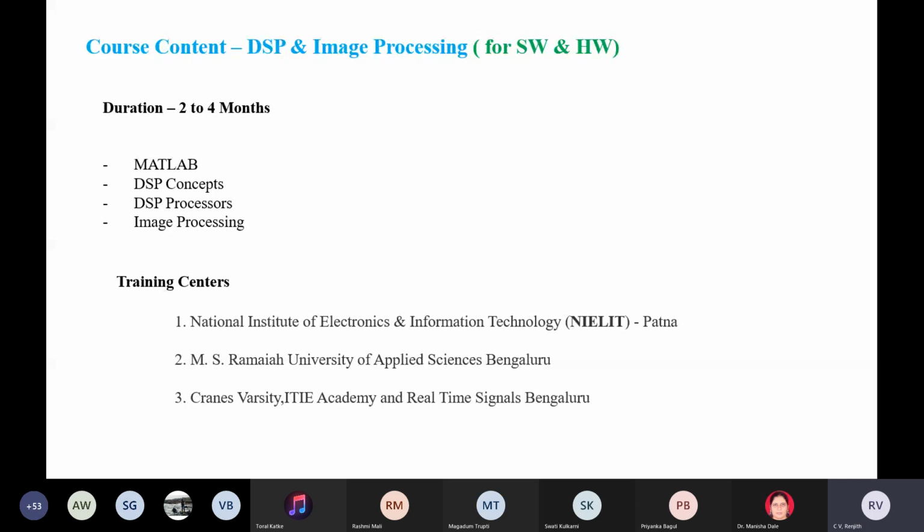Then DSP and image processing, they will teach you DSP processors, the image processing concepts, and MATLAB and so on. There are a lot of institutes in Bangalore again. I don't think anybody in Pune is offering such courses. Even Cranes University, etc. has a paid internship program. So you could think about that.